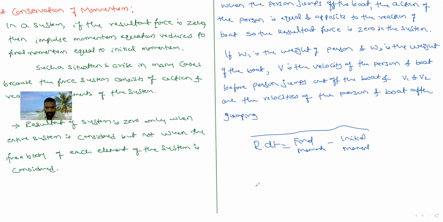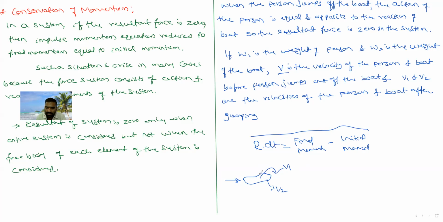Whenever a boat is moving and the person is sitting in the boat, the person and the boat at a time are moving with some velocity, which will be equal to V. Then after some point of time, the person jumps out, with velocity V1 being the velocity of the person and V2 the velocity of the boat. That is the final velocity.